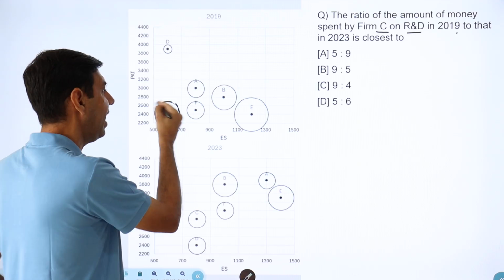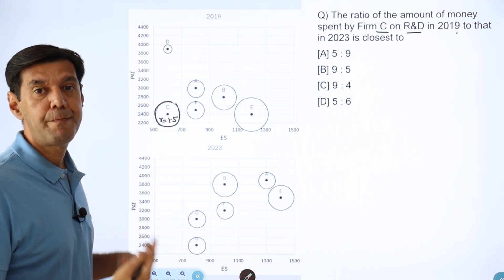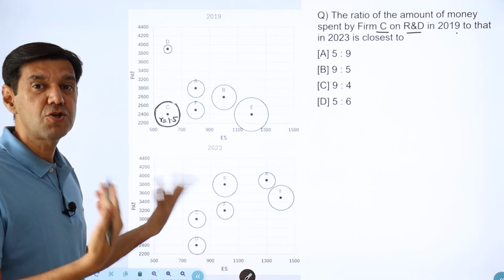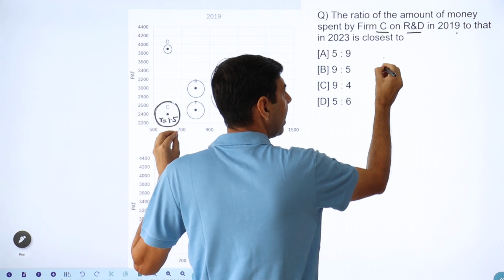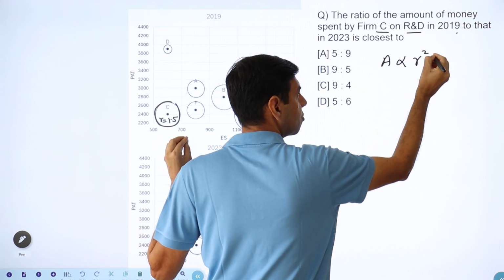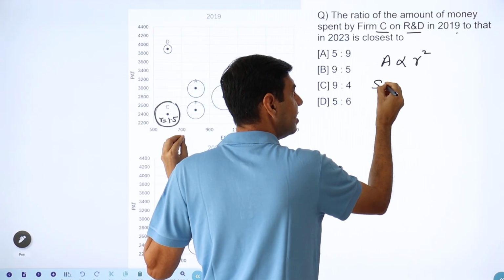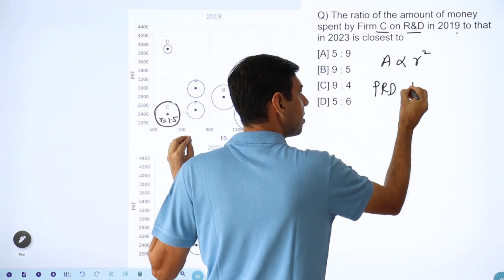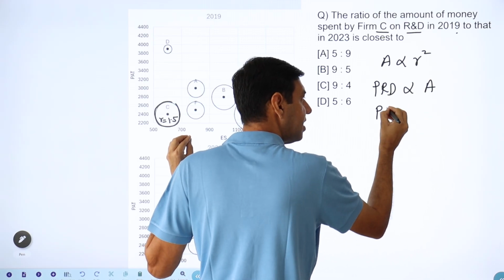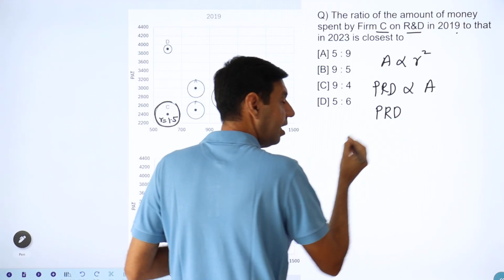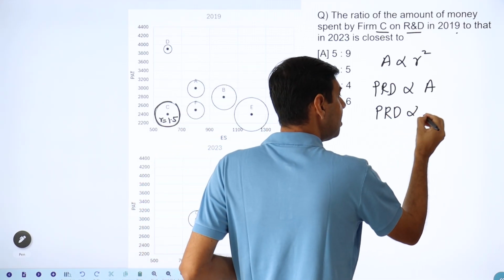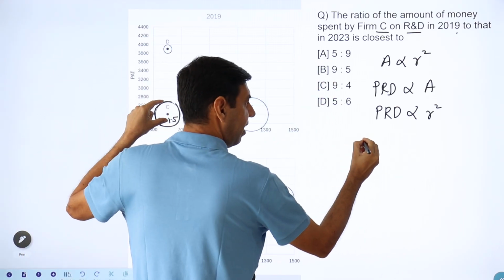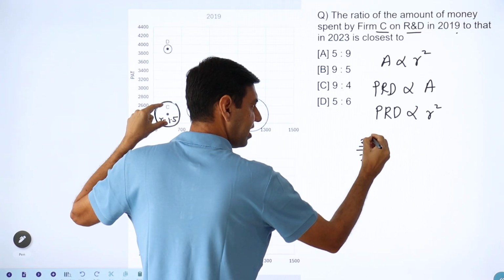It's just the radius. So the area is proportional to R squared. And I don't want to get pi into the picture because we're just talking of proportionality. So the area is proportional to R squared, and the percentage spent on R&D is proportional to area. So the percentage spent on R&D is nothing but proportional to R squared. So I'll take R squared. 1.5 is a decimal, so I'll just change it to a fraction.